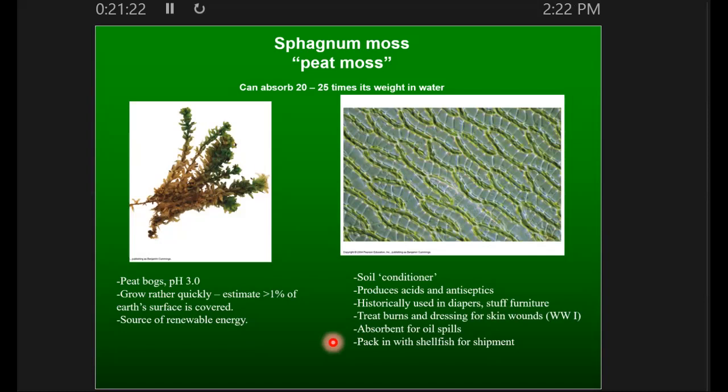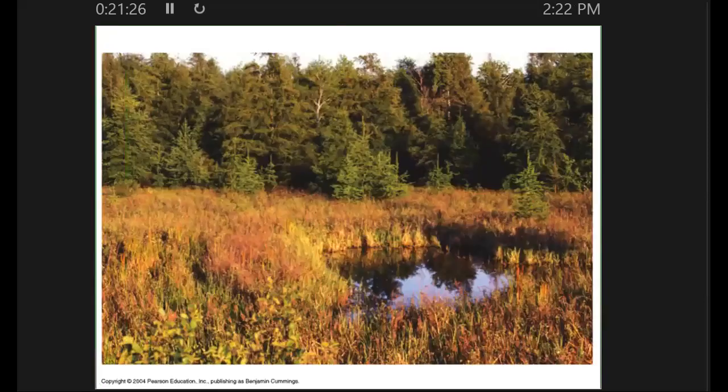So lots and lots of uses. And it's a really cool plant. It is impressive in bog environments. If you ever get to walk on a sphagnum mat, if it's thick enough, you can walk out on it, and it's over the water of the bog. You can feel it undulating underneath you, and hopefully you won't fall through.